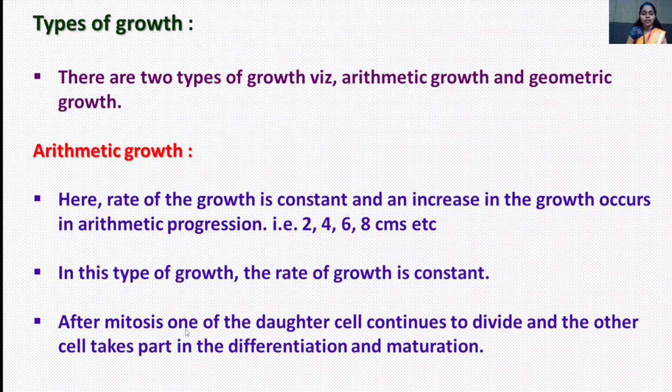After mitosis, one of the daughter cells continues to divide and the other cell takes part in differentiation and maturation. You also know mitosis and meiosis: it is equational or reductional division. So arithmetic growth is when, after mitosis, one of the daughter cells continues to divide and the other cell takes part in differentiation and maturation.